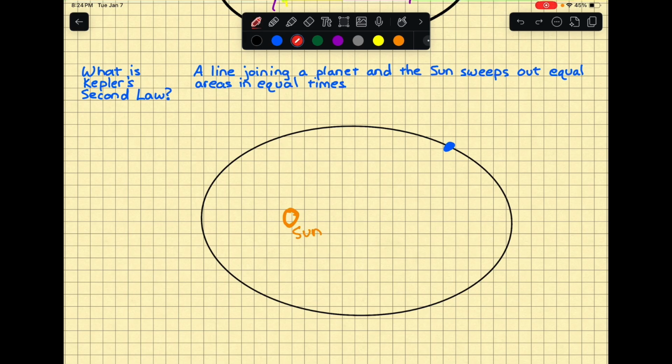Now let's say in the period of time of 1 month. We could go 1 week, 1 day. We're defining a certain period of time. So let's say in 1 month that planet moves from this location to this location. That means that in that period of 1 month, it will have swept, or in a sense covered, an area like this.